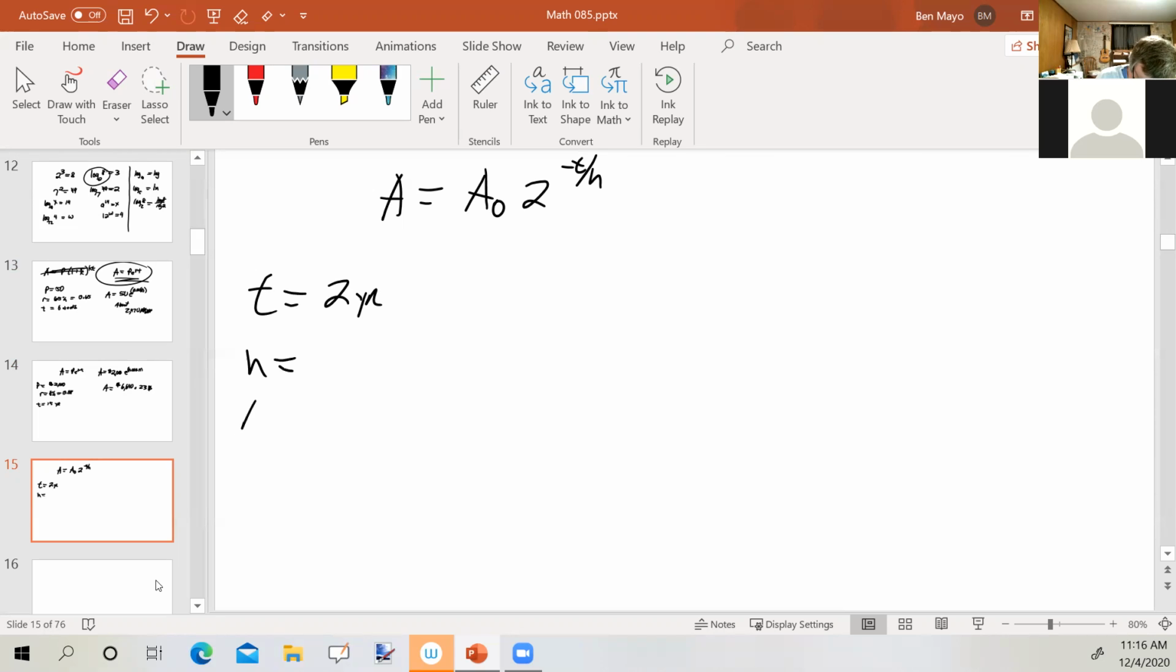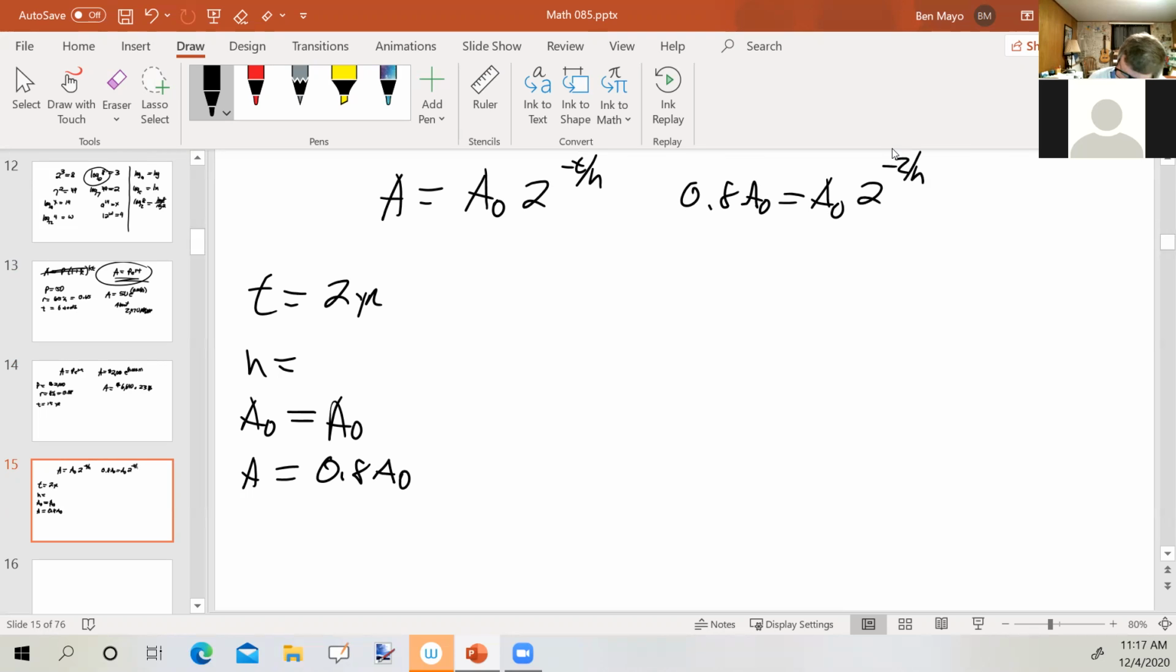We're supposed to find the half-life. We don't know the beginning amount, but it says in 2 years, 20% decays. So the final amount would be 80% of the original amount because 20% goes away. So A sub zero is just going to be A sub zero. A is going to be 80% of that. And we're going to find h. So our equation becomes that. We'll divide both sides by A sub zero. And our equation becomes that.